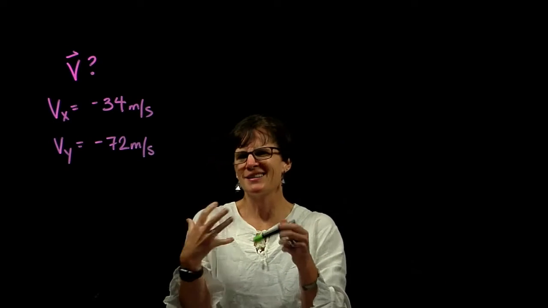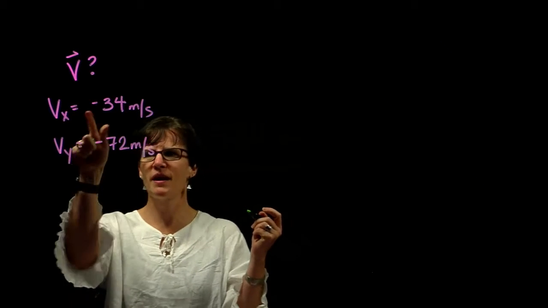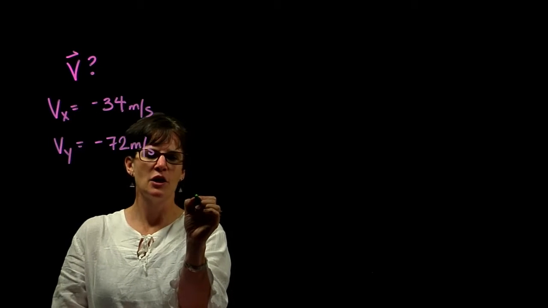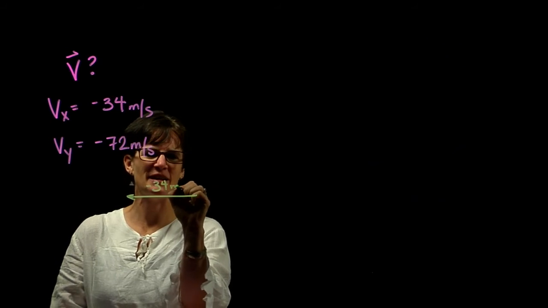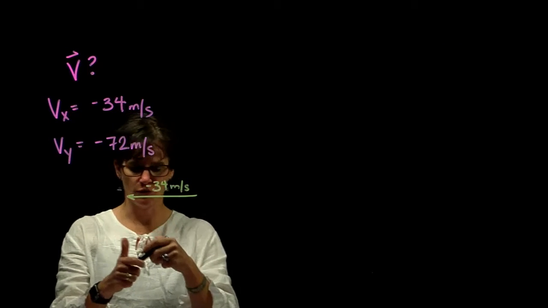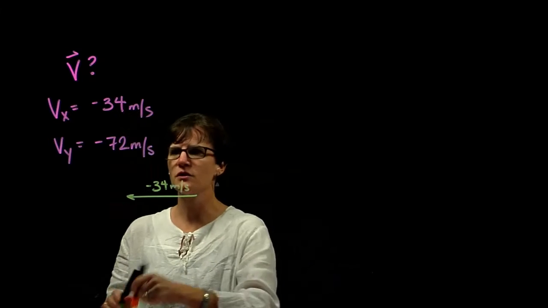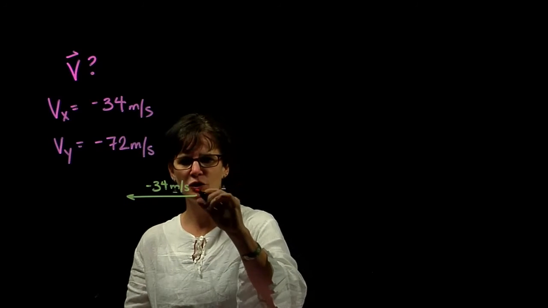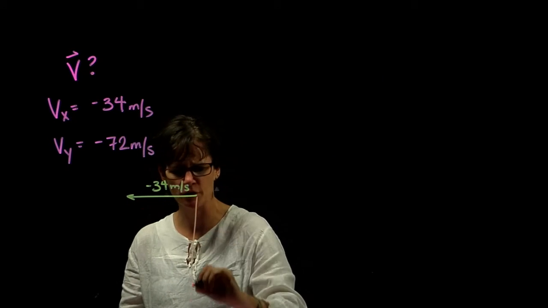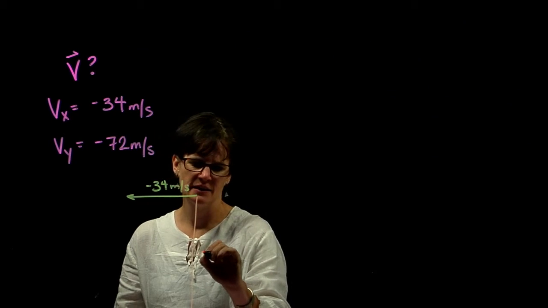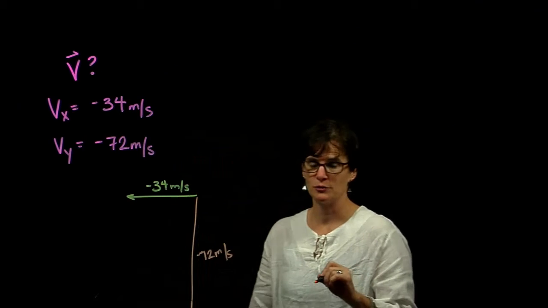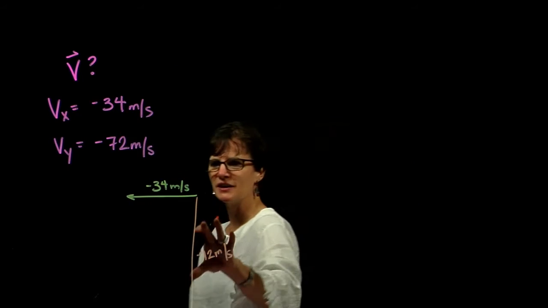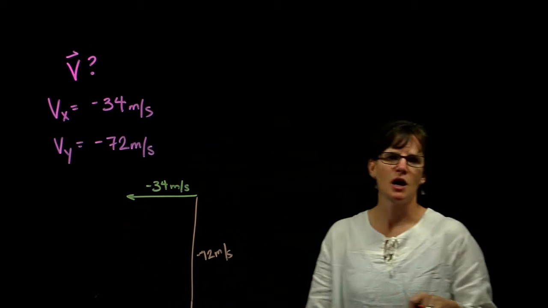So let's just sketch what that looks like. If my horizontal component is negative 34, that's going to be in that direction, so towards the left. And my vertical component is negative 72. So if I were going to graph that, it's going to be in the downward direction. So what is the resultant vector for these two components?